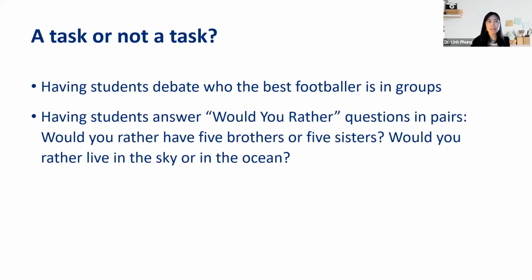The next one, have students answer would you rather questions in pairs. Would you rather have 5 brothers or 5 sisters? Would you rather live in the sky or in the ocean? Is it a task? What do you think, everyone? Is this a task? Let's see, James says no, Fokum says no. Karima, I think she's saying yes by writing T. Aliyu says no. Mm. What do you think? Aminu says, of course, it's a task.